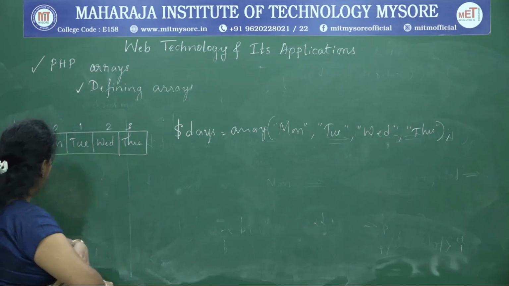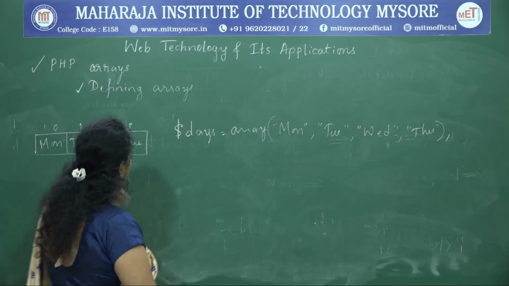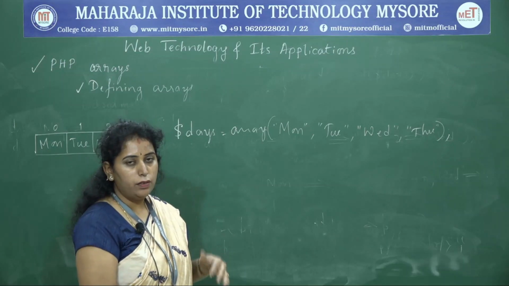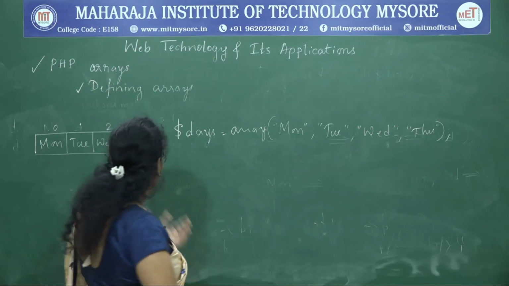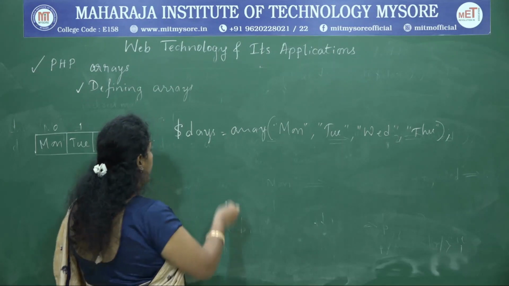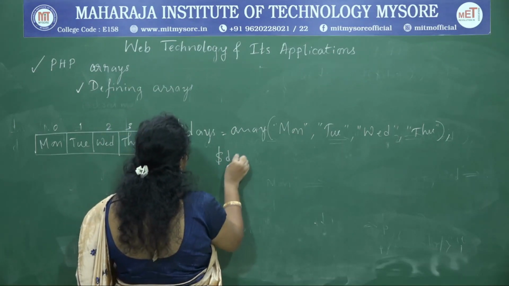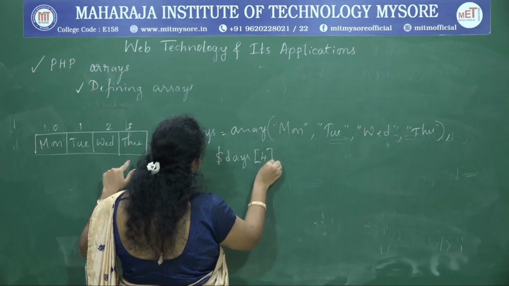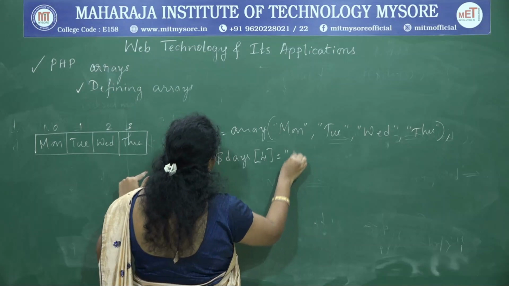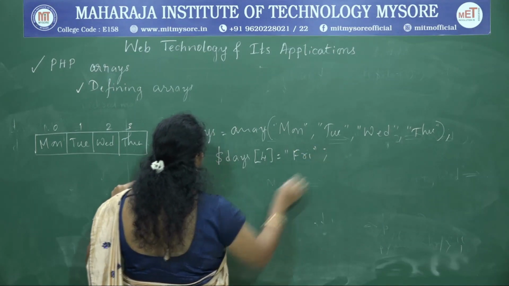Okay, now I want to add a next element to an array, one more element to an array. So how do I add? I can add in this way: days. So what is the index? The next index would be 4, there I will add Friday. So what happens?